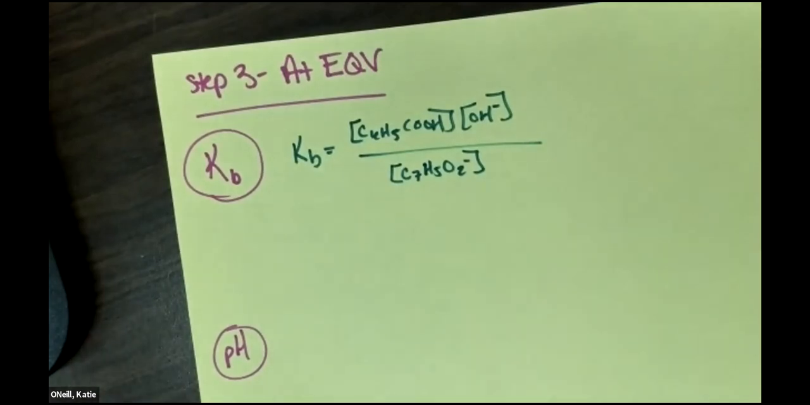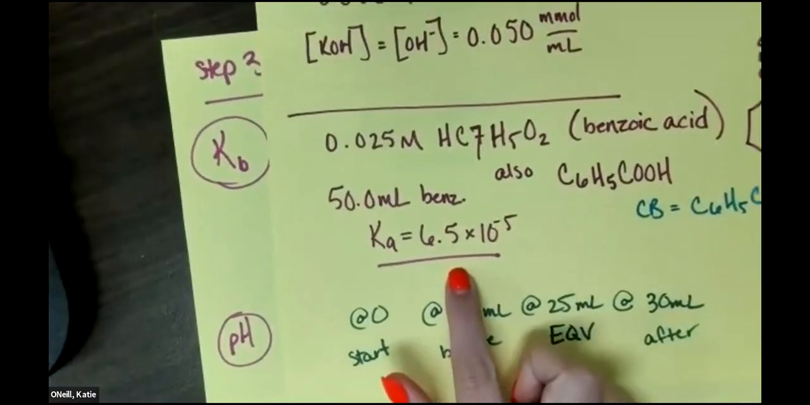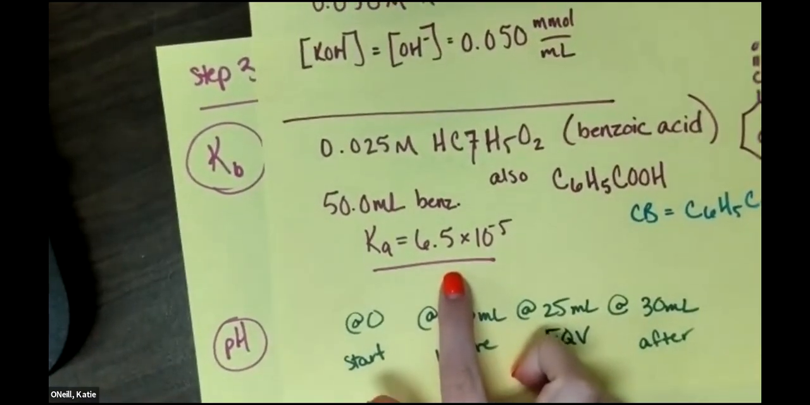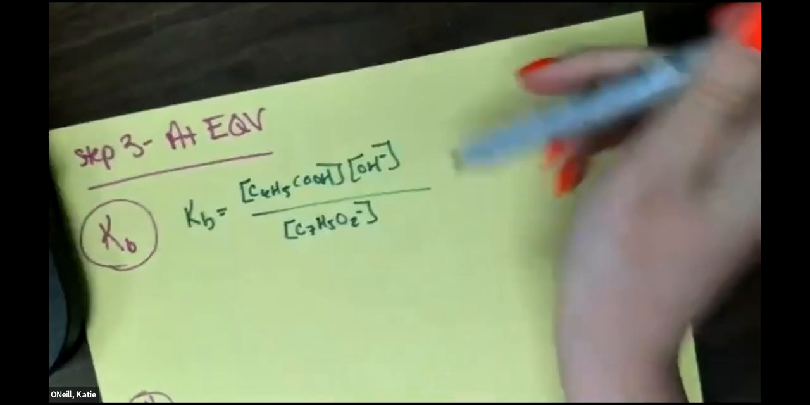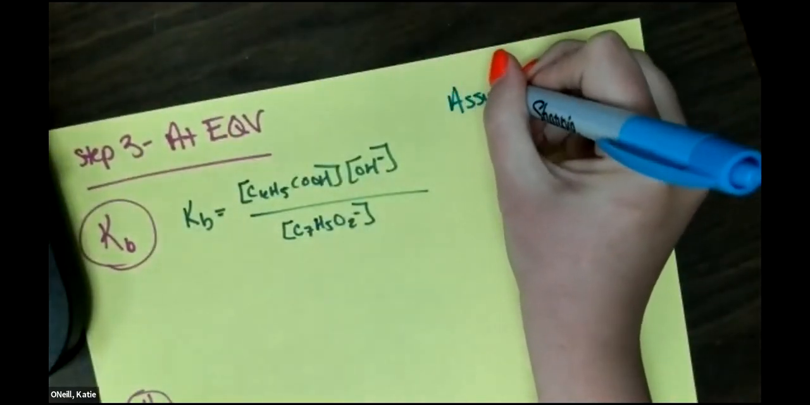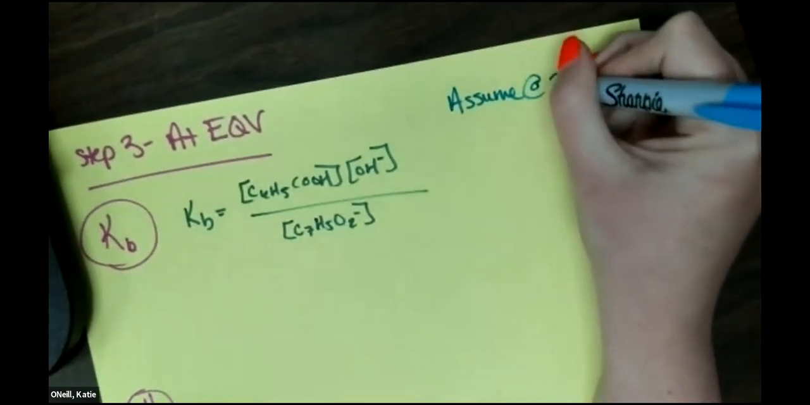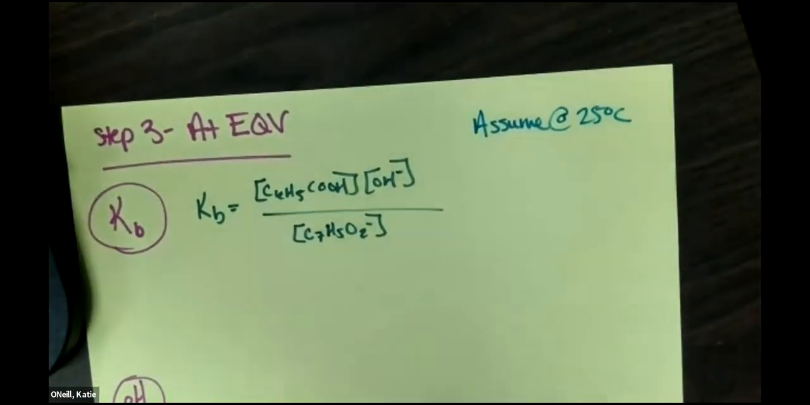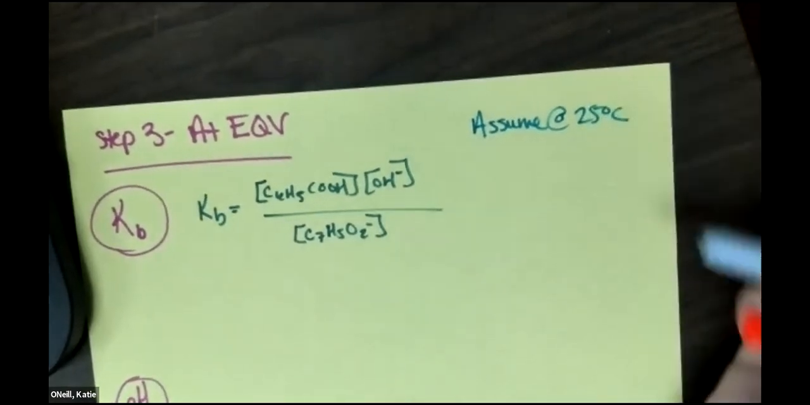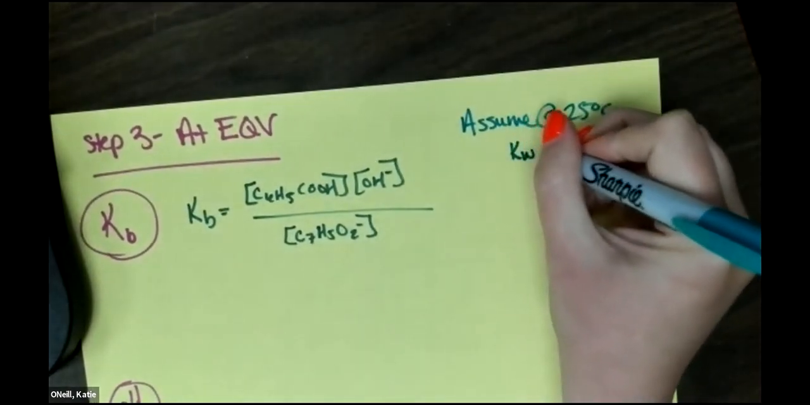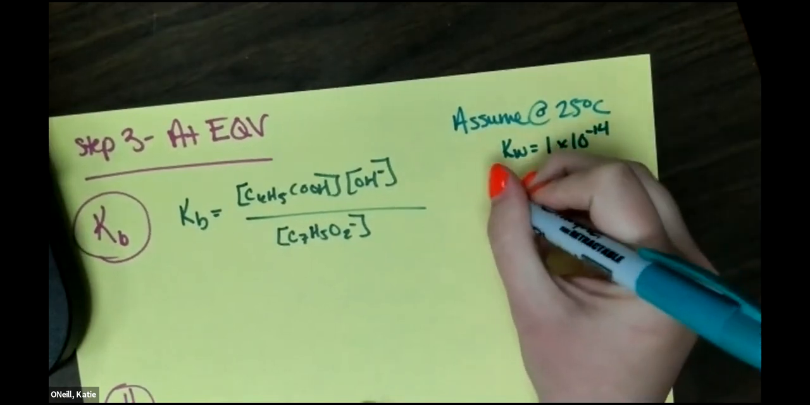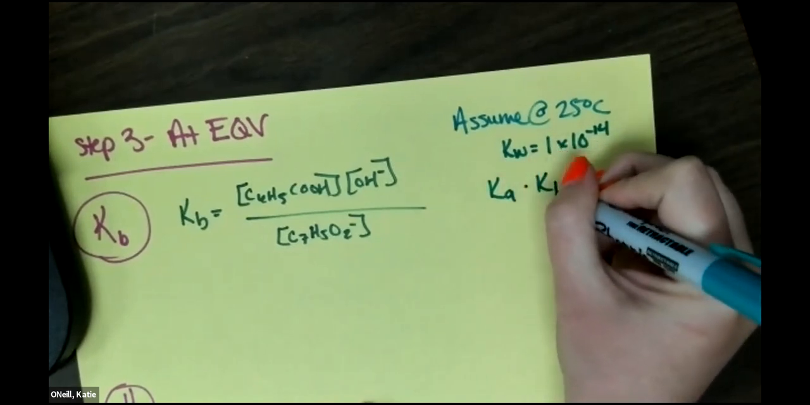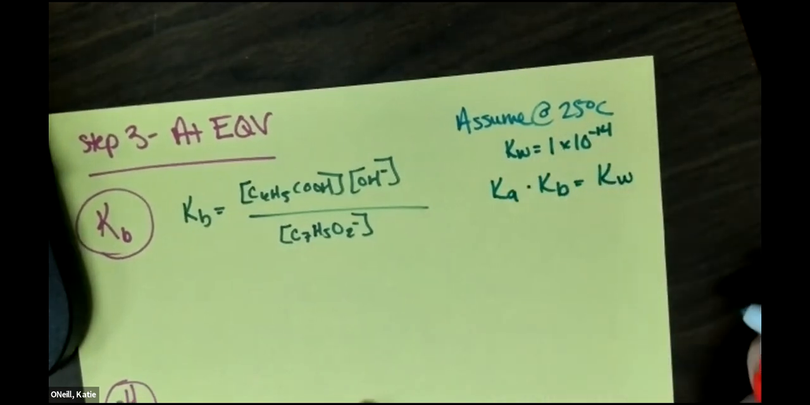We don't actually have Kb. What we have is Ka. Now we're going to make another assumption to get us from Ka to Kb. We are going to assume that we are at 25 degrees Celsius. I believe in the notes they have it in Kelvin, 298 Kelvin. We're assuming we're at room temperature. So then we're going to assume Kw is 1 times 10 to the negative 14. So then we know that Ka times Kb equals Kw.